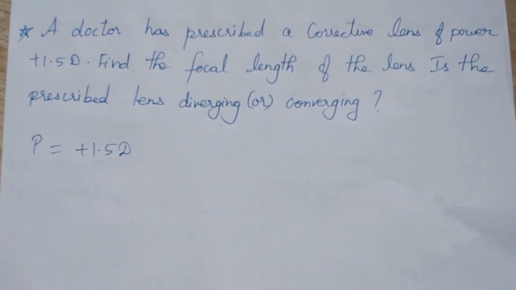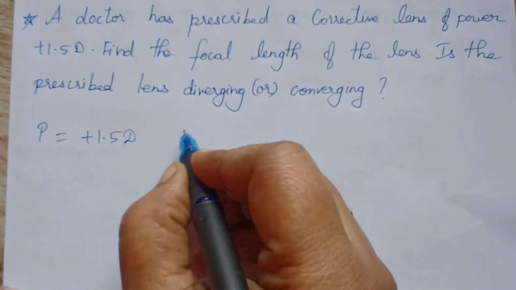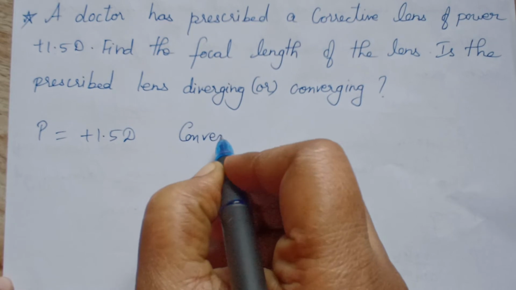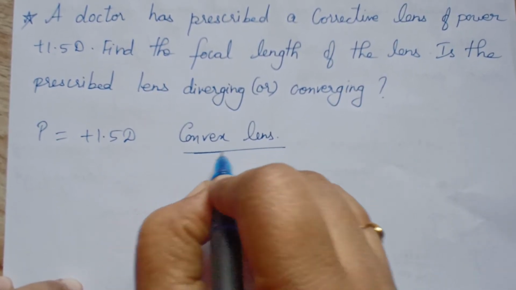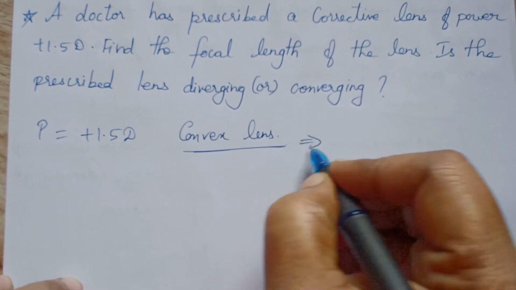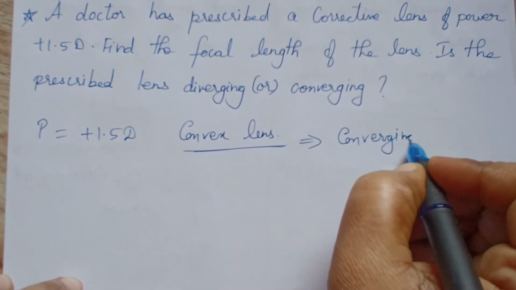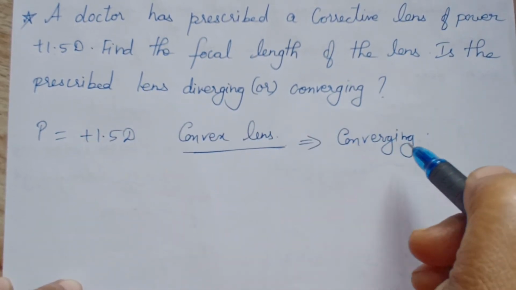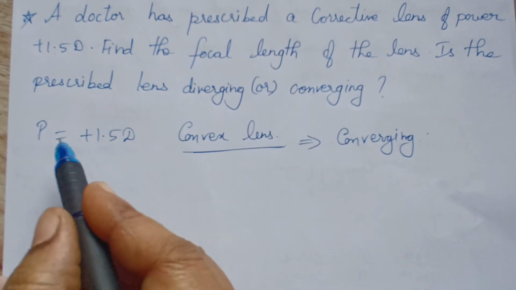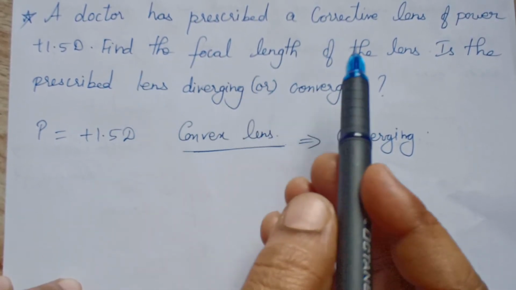Plus 1.5 D means the power is positive, so they use a convex lens. Convex lens means what? Converging or diverging? Converging. So is the prescribed lens converging or diverging? It is a converging one, because the power is positive. Then we are supposed to find the focal length of the lens.